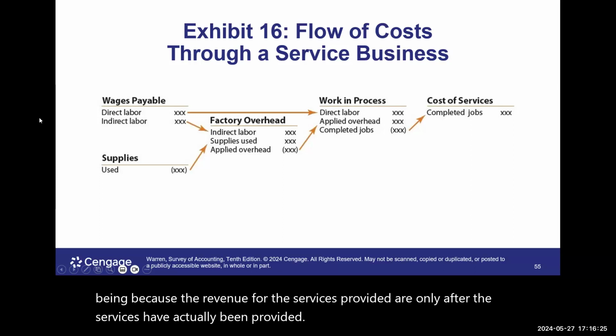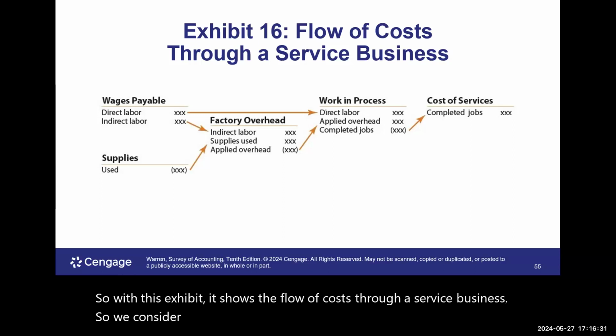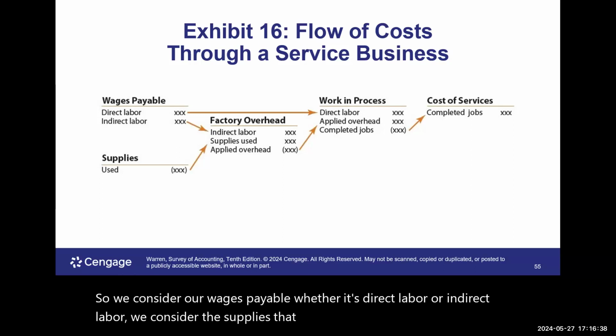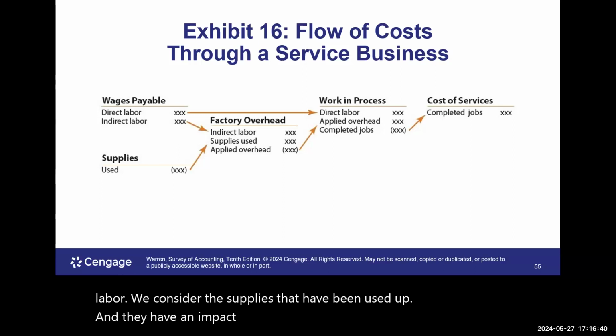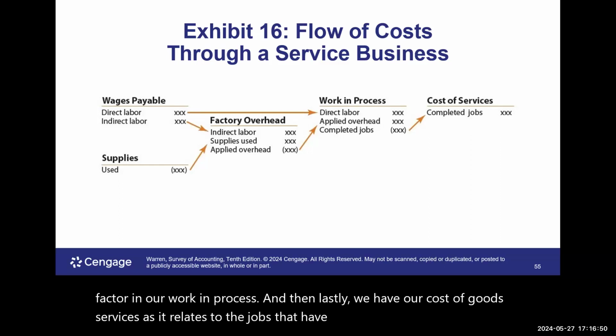So this exhibit shows the flow of costs through a service business. So we consider our wages payable, whether it's direct labor or indirect labor. We consider the supplies that have been used up, and they have an impact on our factory overhead. And then from there, we factor in our work in process. And then lastly, we have our cost of services as it relates to the jobs that have been completed.